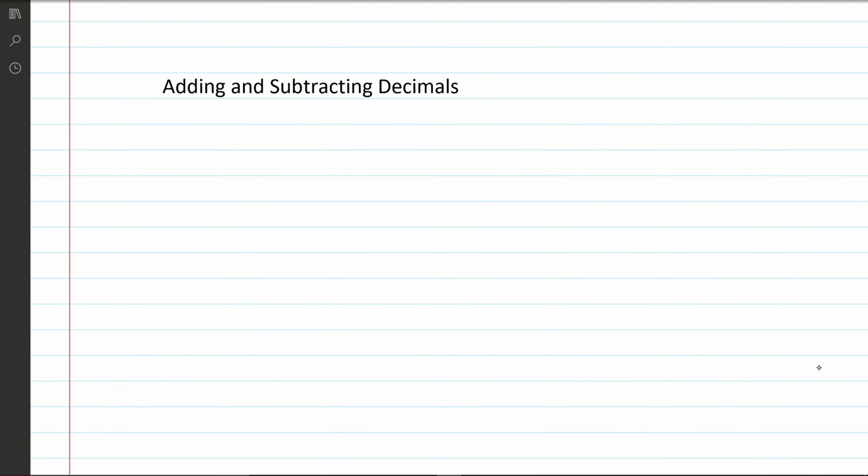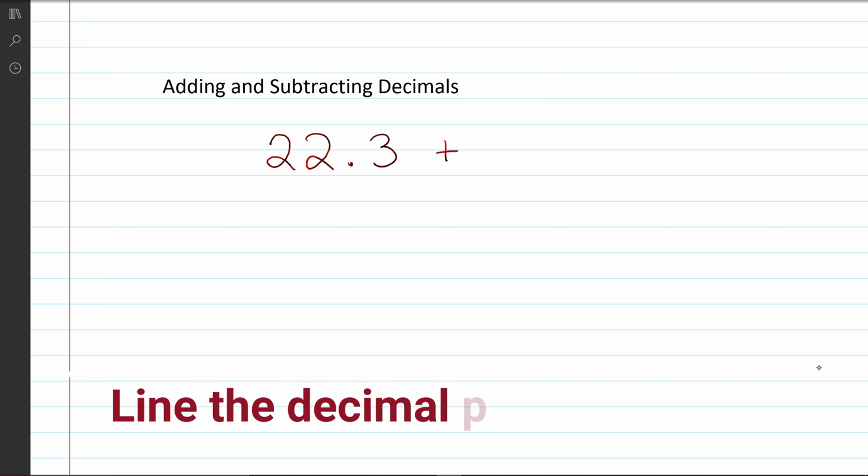As we go to adding and subtracting decimals, the key point to understand here is to line things up correctly. So let's say we had 22.3 plus, let's say, 5.67. And maybe I should read those correctly. 22 and 3/10 plus 5 and 67 hundredths.